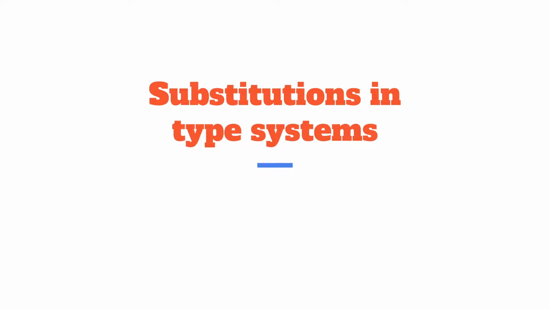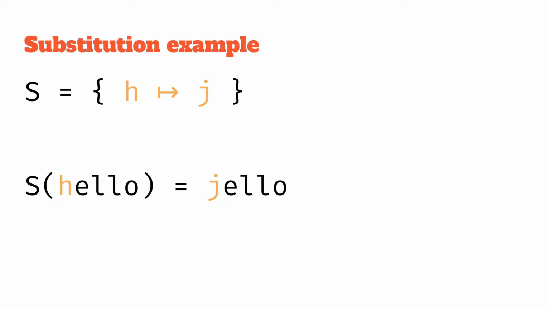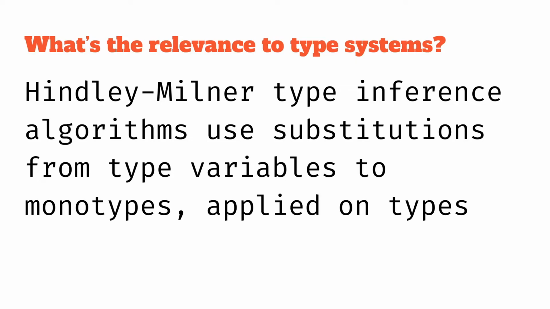So in the last video we looked at substitutions. This is where we have a substitution, which is a set of mappings, and we saw how they could be applied to strings. So here, for example, where we have a substitution that's just a set of the mapping h goes to j, we apply that to the string hello, well, the h in there turns into j and we get jello. So that was substitutions. We're now going to see how we apply these to types.